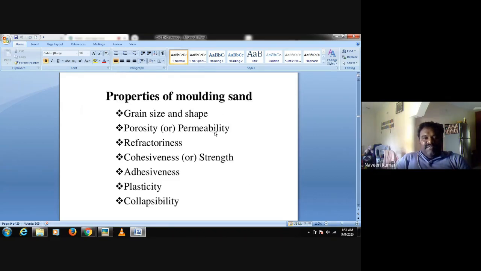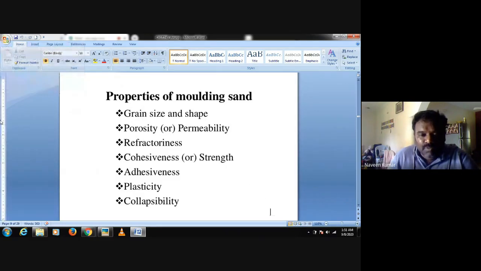And always, the permeability of the molding sand depends on two parameters. One is sand, and the second one is grain size. If the percentage composition of sand is more, permeability will be more. And if the size of the sand grain is larger, permeability will be higher.